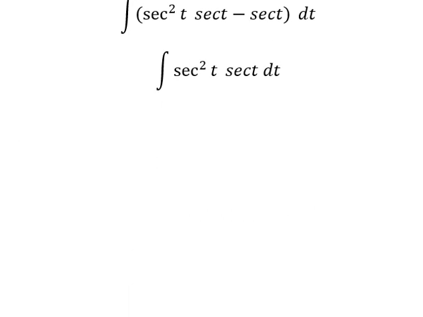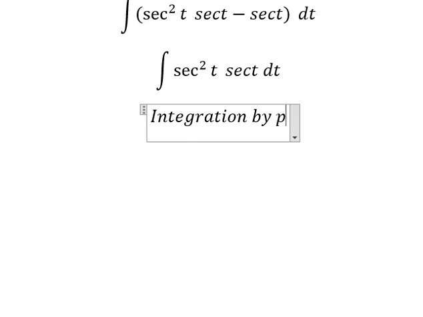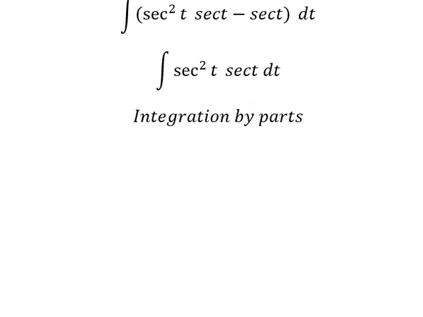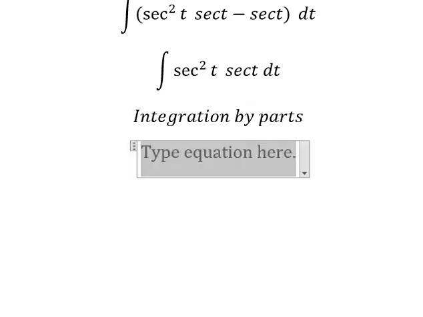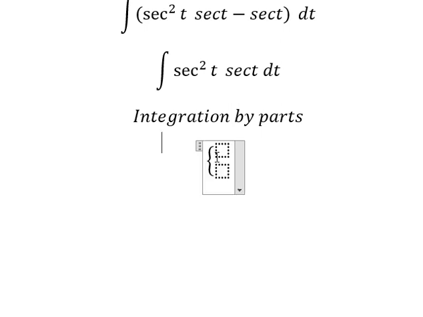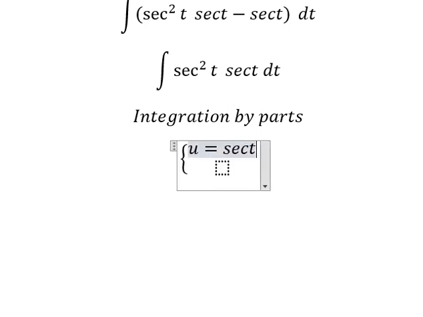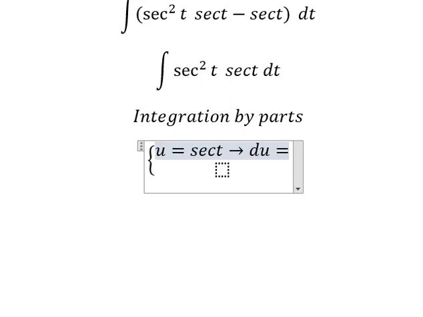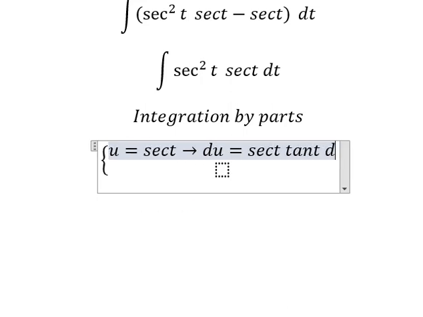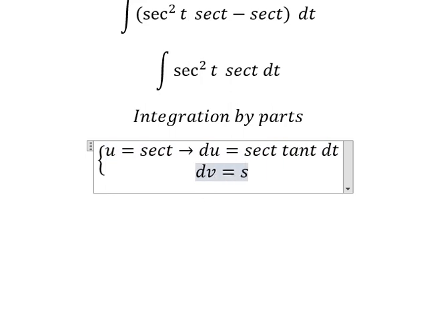So we need to use integration by parts. So I will put u equal to secant of t. So we need to do first the derivative for both sides, and we have secant of t tan t dt. dv is secant of t square dt. The integration of this one, we have v equal to secant of t tan t.